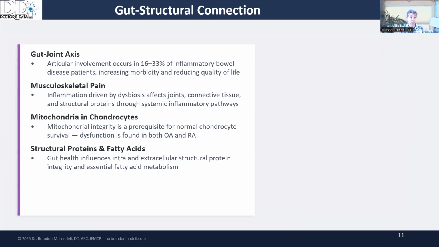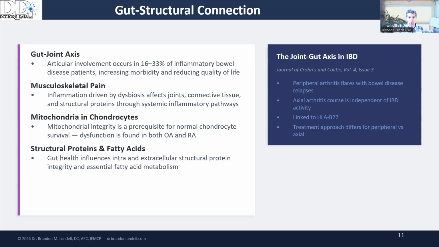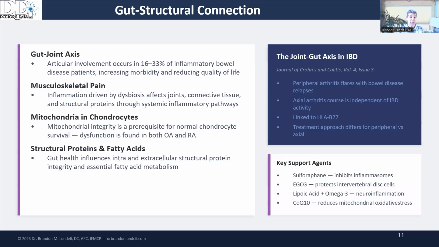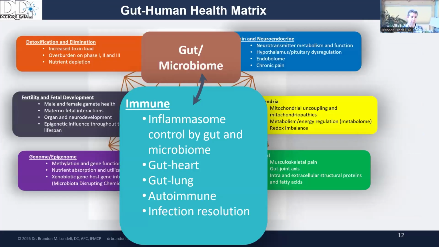The mitochondria-gut-joint axis as well, because the mitochondria are in the chondrocytes. If there's a mitochondrial dysfunction as well as osteoarthritis, that's a setup for a lot of chronic pain. And the joint-gut axis in irritable bowel disease is very well known. Key support agents there: sulforaphane is one of my favorites, EGCG, lipoic acid, omega-3s, and again, CoQ10. These regulate the gut-joint axis very well, in addition to glucosamine, chondroitin, and curcumin. But these are some of my favorites in clinical pearls.